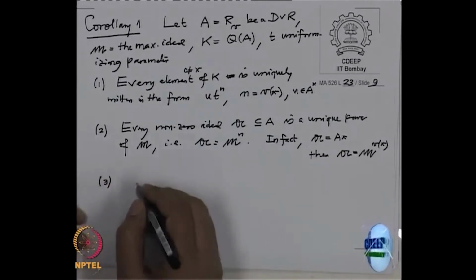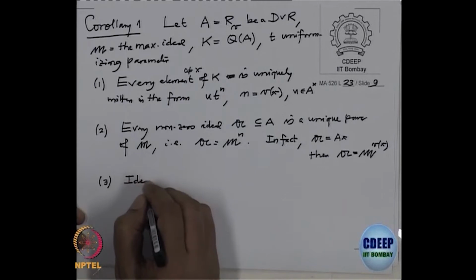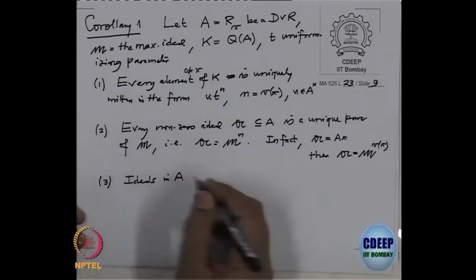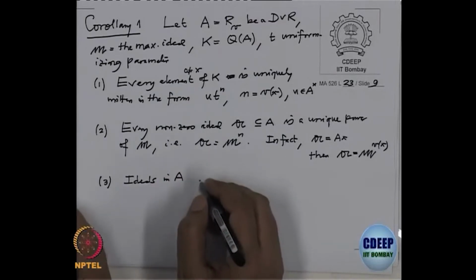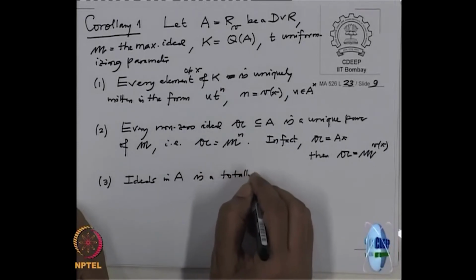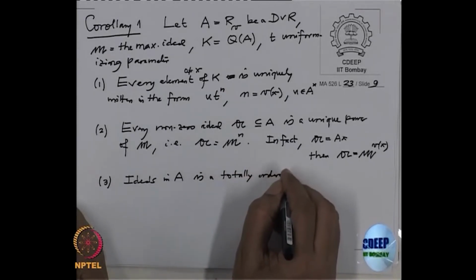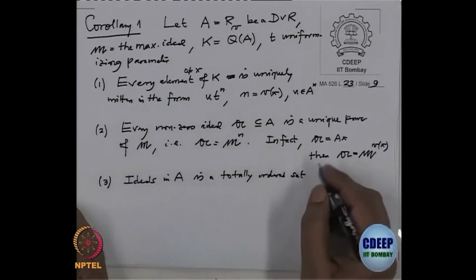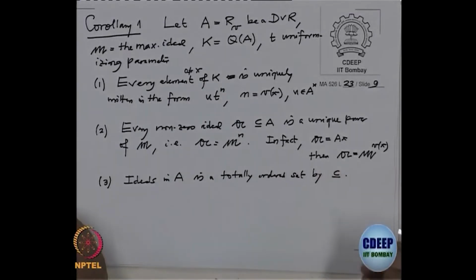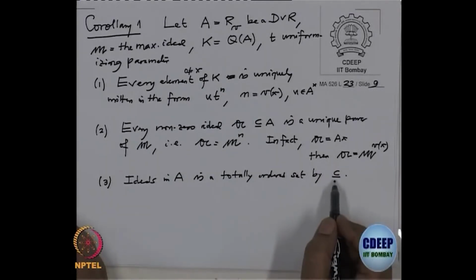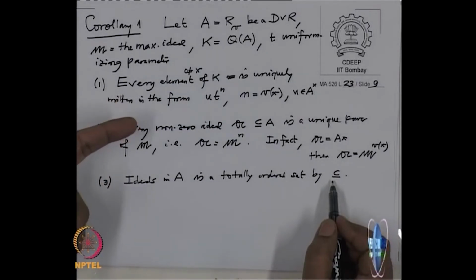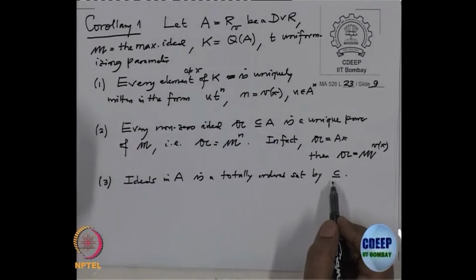Third, the set of ideals in A is a totally ordered set under inclusion. Totally ordered means it is ordered, that means a reflexive, transitive, antisymmetric relation, and it is comparable: any two elements are comparable.